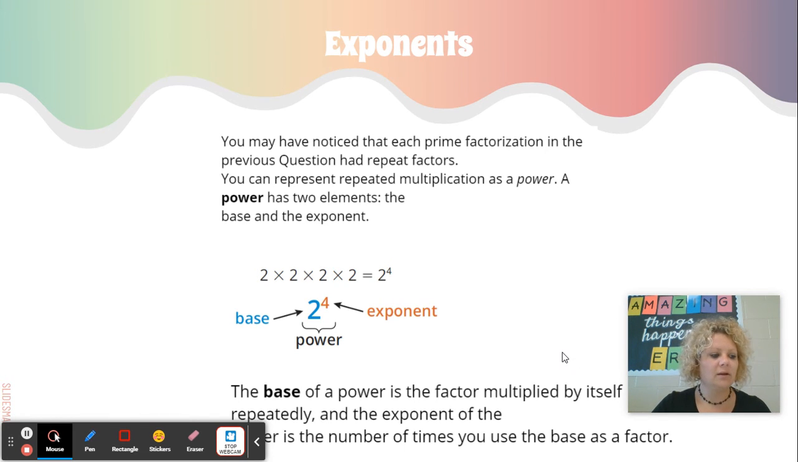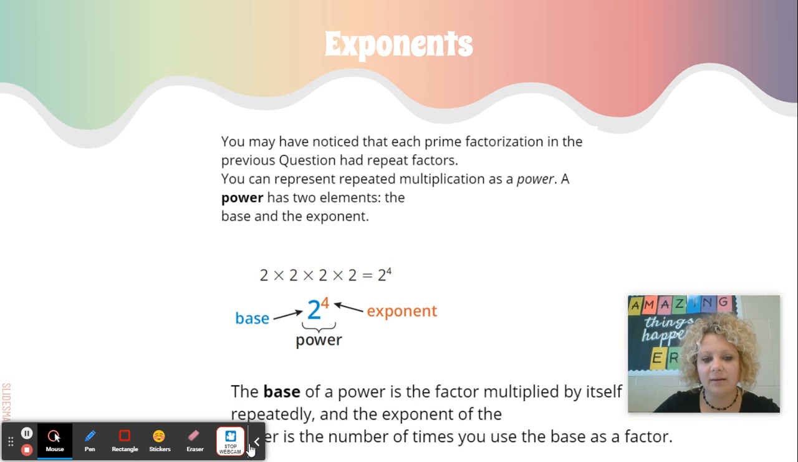All right, so let's talk about how that was kind of long to write. We had to do 2 times 2 times 2 times 3, so we can shorten that up. Each prime factorization in the previous question had repeated factors, like the last one that we did, which was a 2. So we can represent the repeated multiplication as a power. A power has 2 elements, the base and the exponent.